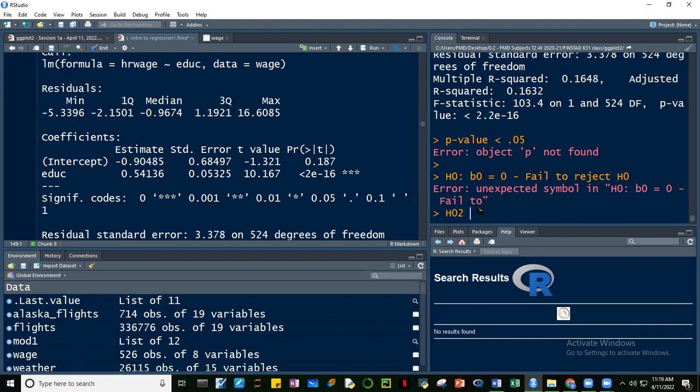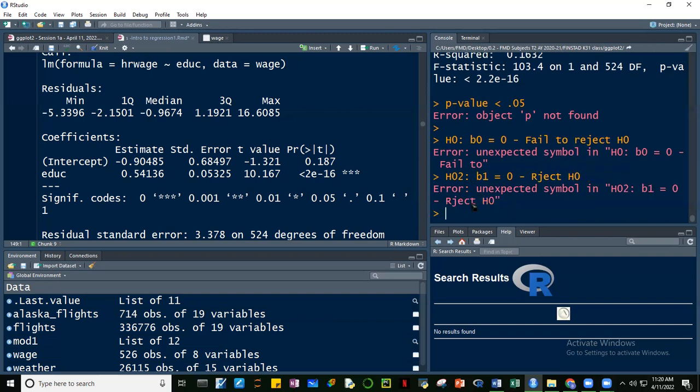The second null hypothesis is that our beta 1, B1, is equal to 0. Notice, guys, I'm just going through this because you have already discussed this in several of your statistics subjects before. So in this case, we reject the null hypothesis. The p-value here is less than 0.05. So reject H0. Reject H0.